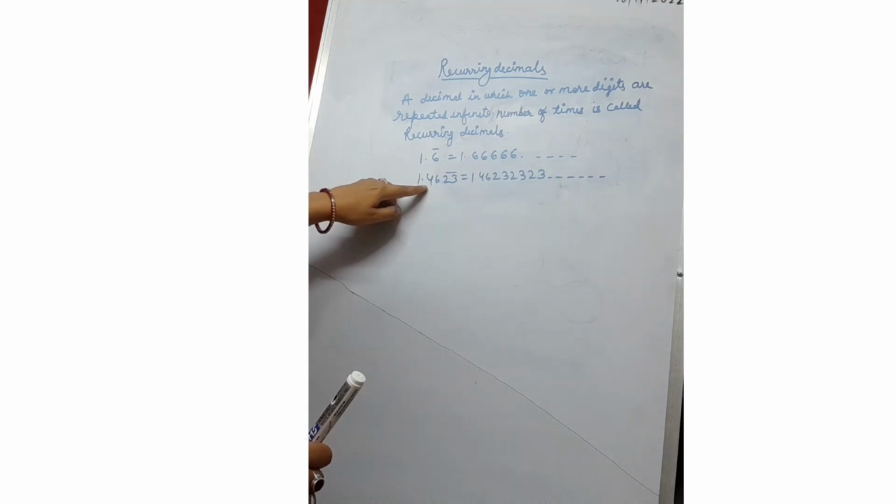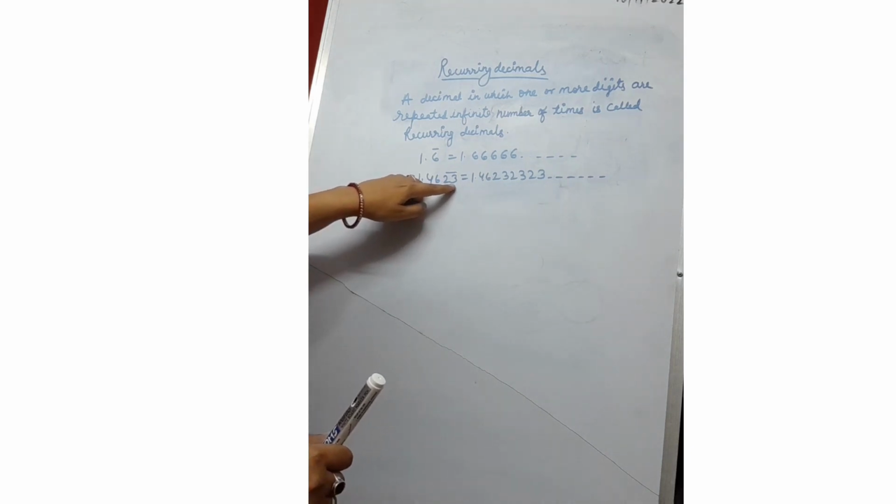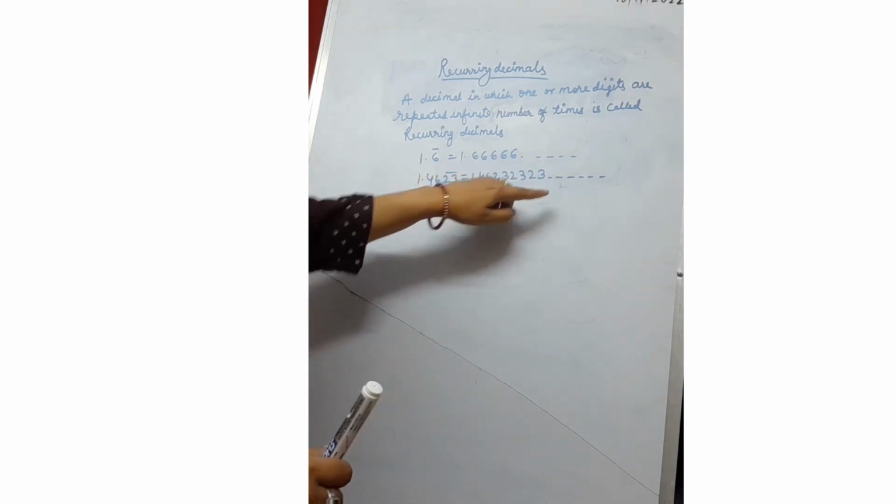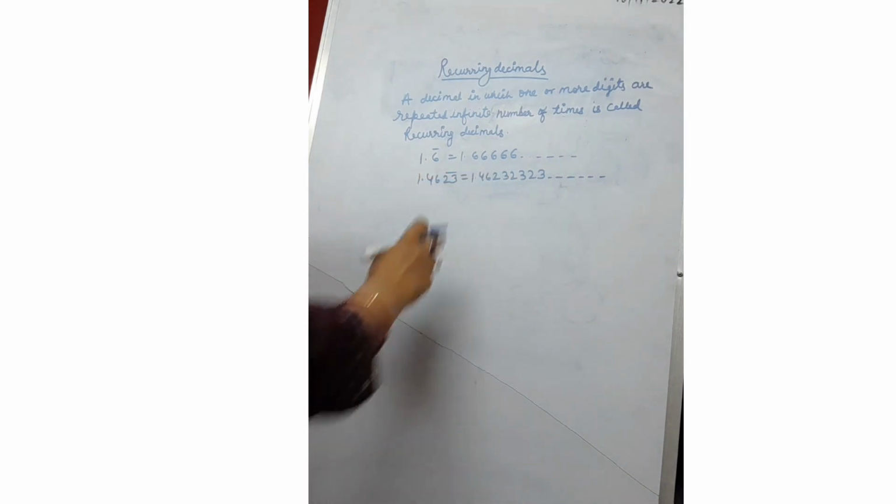Then here it is 1.46 with a bar over 23, so 1.462323 to infinity. So these are recurring decimals.